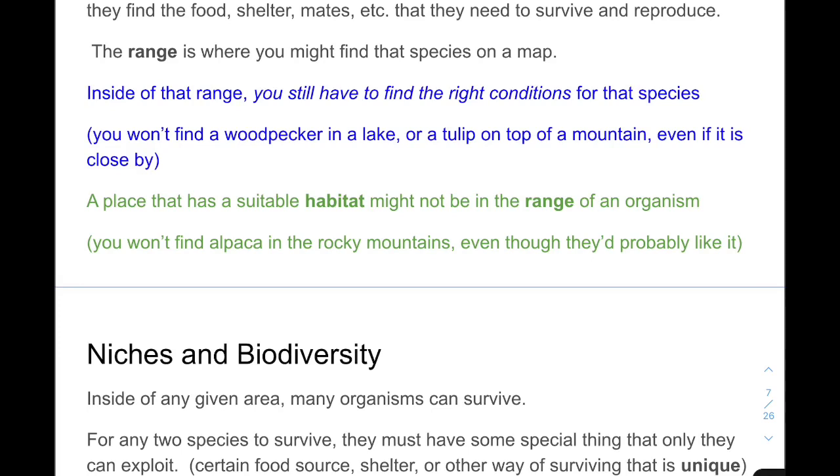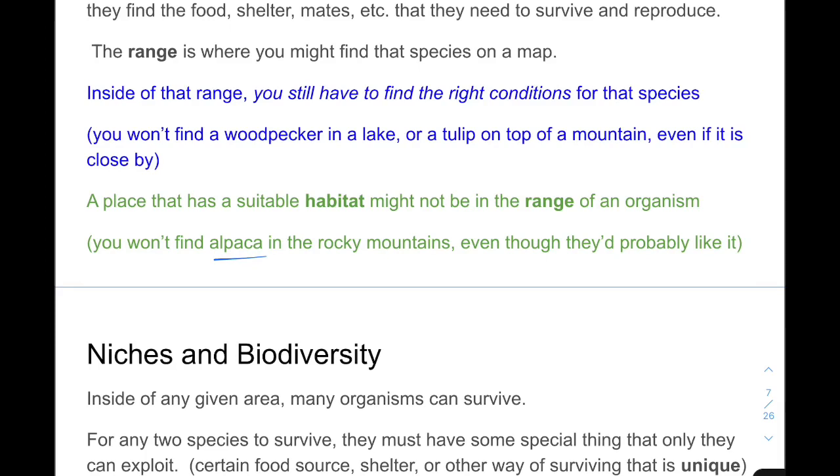Similarly, if you find the right habitat, that doesn't necessarily mean you're going to find that organism. If you find a place that you think, wow, this is a really good spot for a... it doesn't mean it could live there. If you find a really, really good spot for an alpaca, which is kind of like a llama, that doesn't mean that an alpaca is living there. It just means that if there were alpaca there, they could survive.